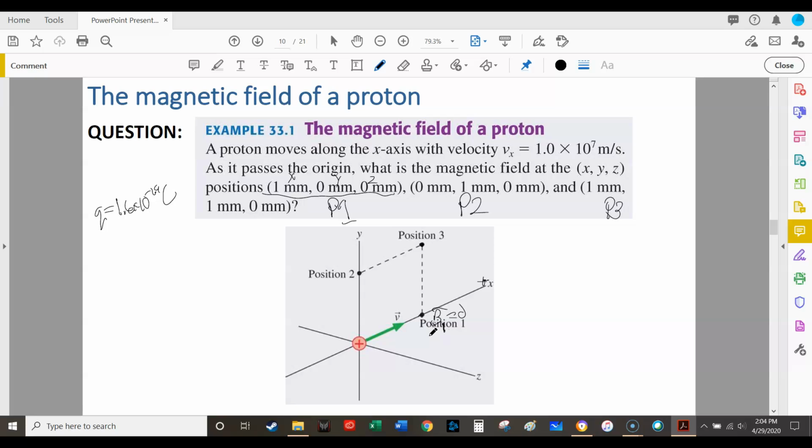And I want to figure out the direction of the B field over here. So the B field at position 1 is going to be 0, so there is going to be no direction to that. The B field at 2.